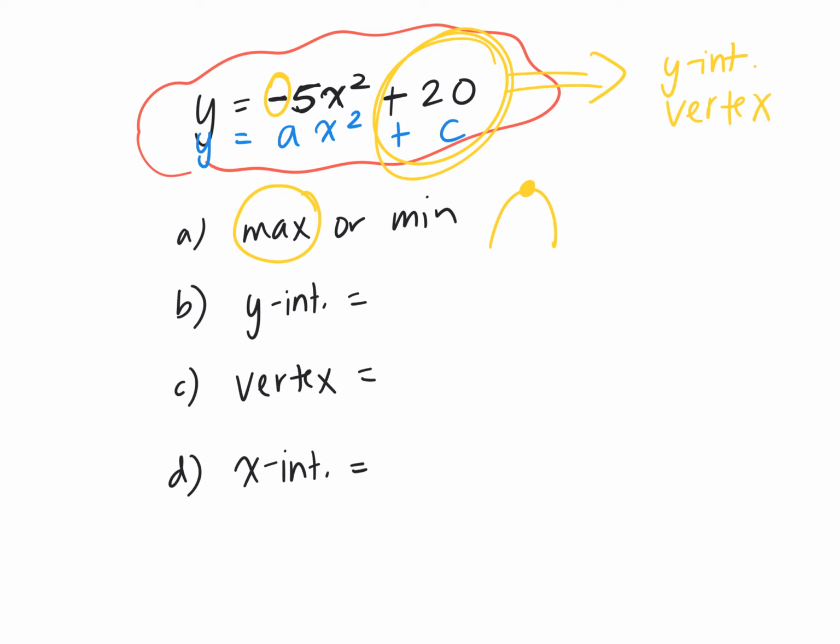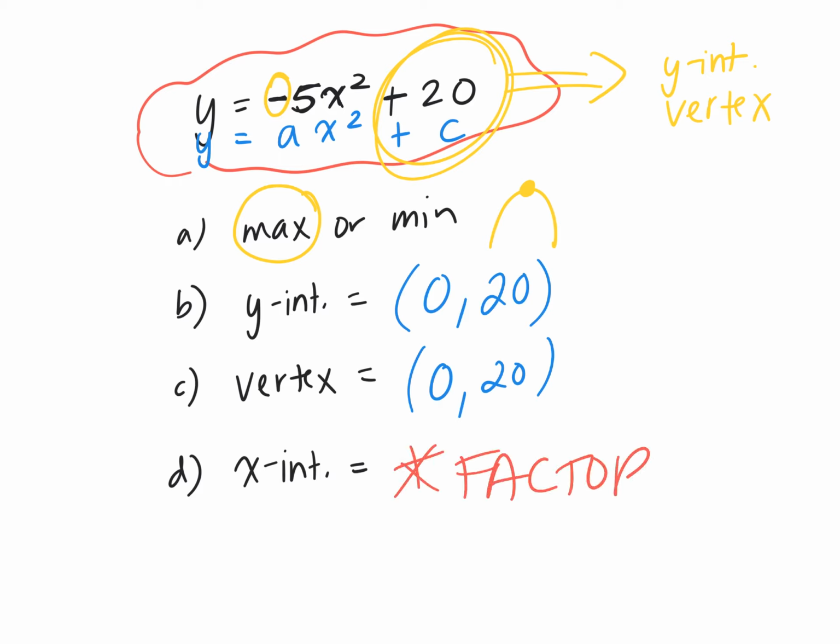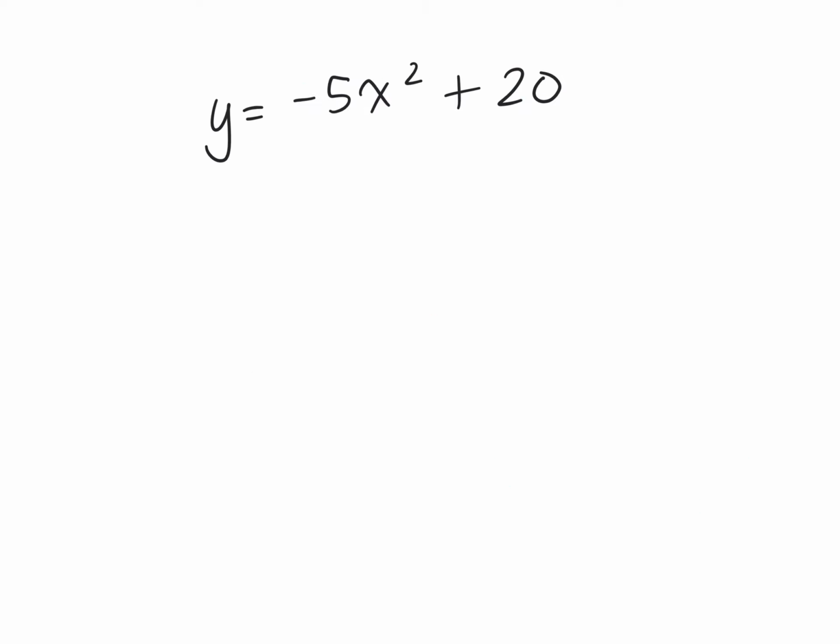Always. If it's in the form ax squared plus c, that's always the y-intercept and the vertex. So the y-intercept is 0, 20, and the vertex is 0, 20. Now we have to factor again to find the x-intercepts. I'm going to do that on the next page. I'm trying to figure out the x-intercepts, so I need to factor this.